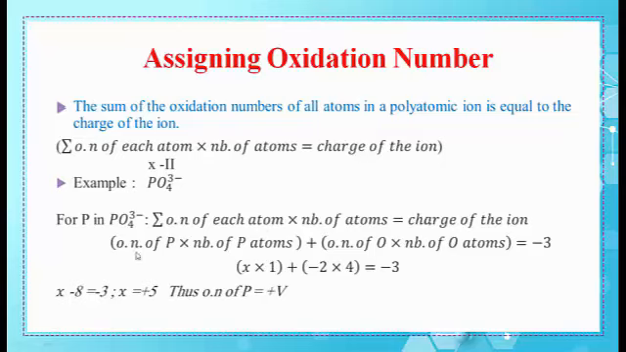And the oxidation number of P, which is X, multiplied by the number of P atoms, which is 1, plus the oxidation number of oxygen, which is -2, multiplied by the number of oxygen atoms in this ion, which is 4, is equal to -3, equal to the charge of this polyatomic ion. We find X, it is +5, thus the oxidation number of phosphorus is +5.